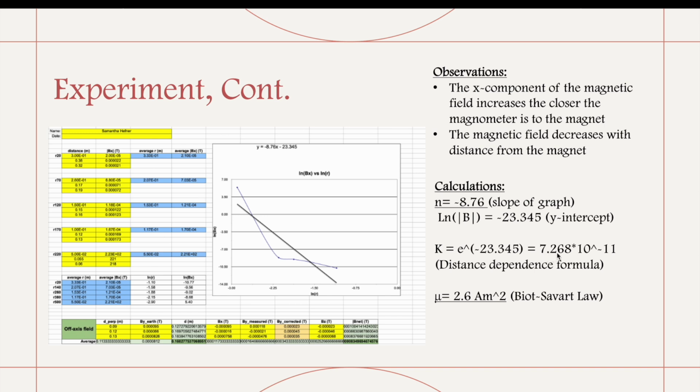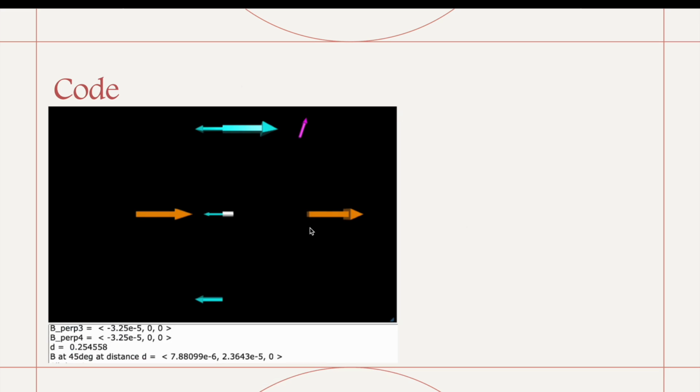We get 7.268 times 10 to the negative 11, and then we are going to end up plugging this into the Biot-Savart law. Both the k and the n are going to go into that to get us a mu value of 2.6. Alright, here's our code. So we start by labeling our axes or orienting ourselves. We're going to use this to draw 2 arrows representing the magnetic field on the x-axis, then 4 arrows perpendicular to the x-axis. And then when we plot this all out, it looks like this.